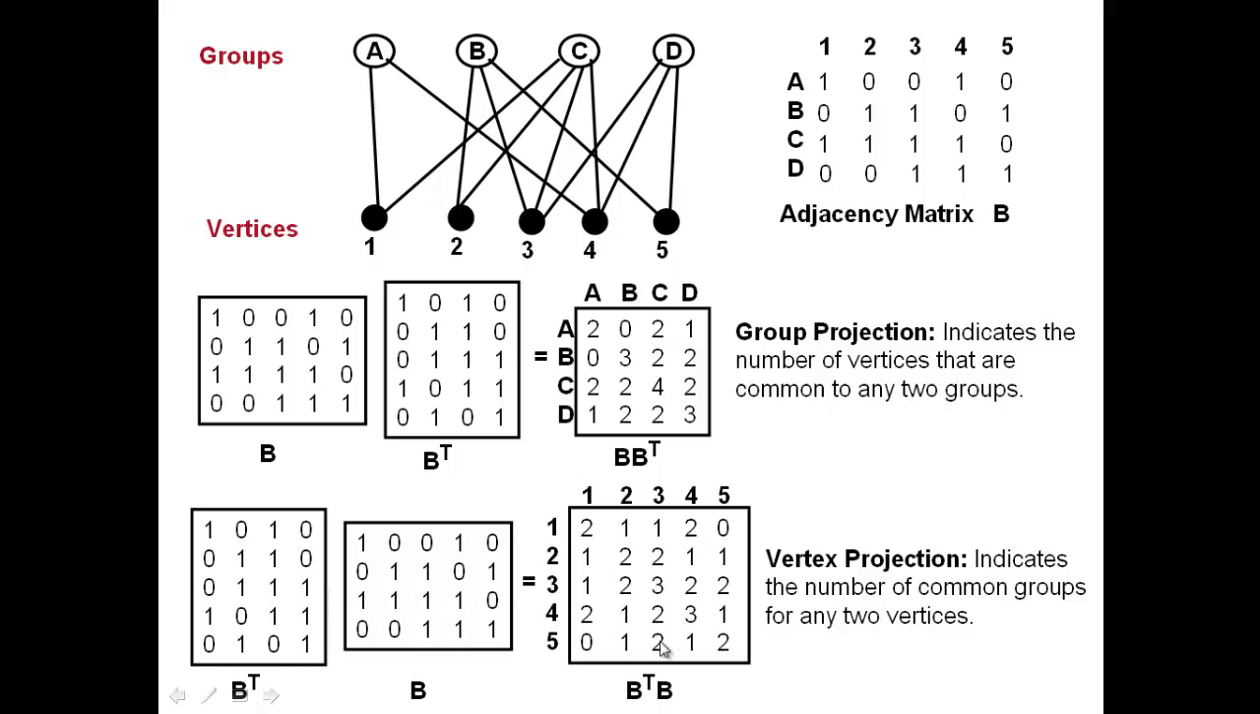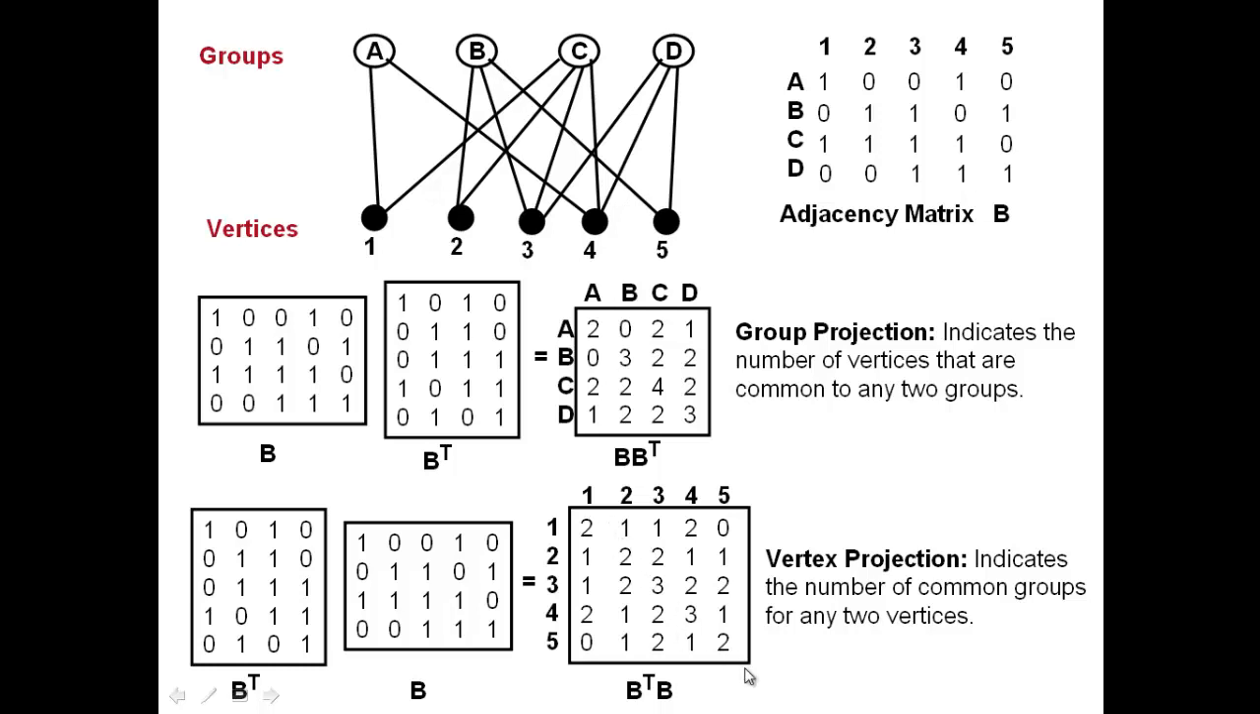So as I said, these entries indicate the number of common groups, and you can cross check. So we got 3 and 4 as 2. So look at 3 and 4. 3 is affiliated with B, C and D. 4 is affiliated to A, C and D. So C and D are the two common groups to which both 3 and 4 are affiliated. So that's why we have the number 2. 2 and 5: 2 is affiliated to B and C, whereas 5 is affiliated to B and D. So B is a common group to which both 2 and 5 are affiliated.